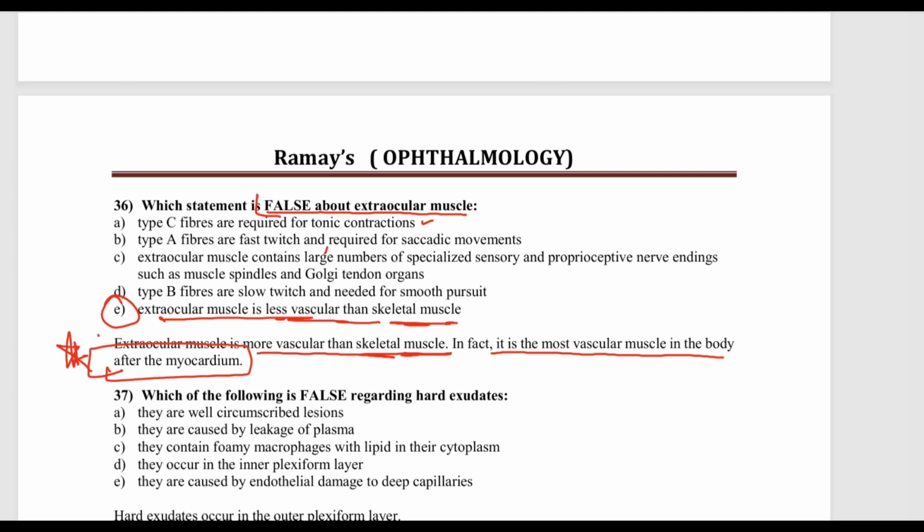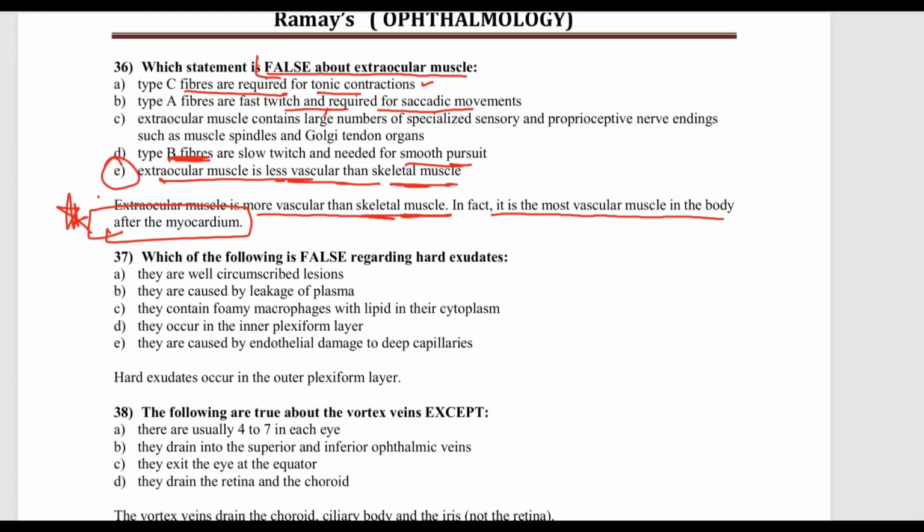The other important points are very important, like type C fibers are required for tonic contraction, and type A fibers are fast twitch and required for the saccadic movements. Okay, these are very important. Remember the type B fibers are needed for the smooth pursuit movements.